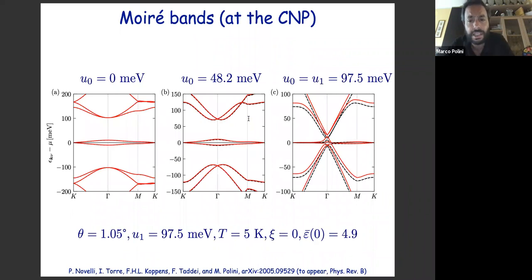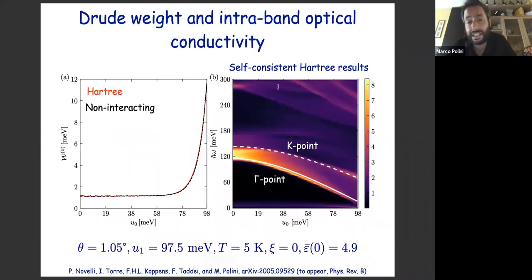This is probably the most important slide that I wanted to show related to this PRB paper, which is going to appear soon. Essentially, it's the same thing. It's the real part of the optical conductivity, this time plotted, of course, as a function of frequency omega, but also as a function of U0. So we fix U1, as I said, at 97.5 meV, and we scan the value of the intra-sublattice tunneling rate, U0, at the magic angle 1.05.